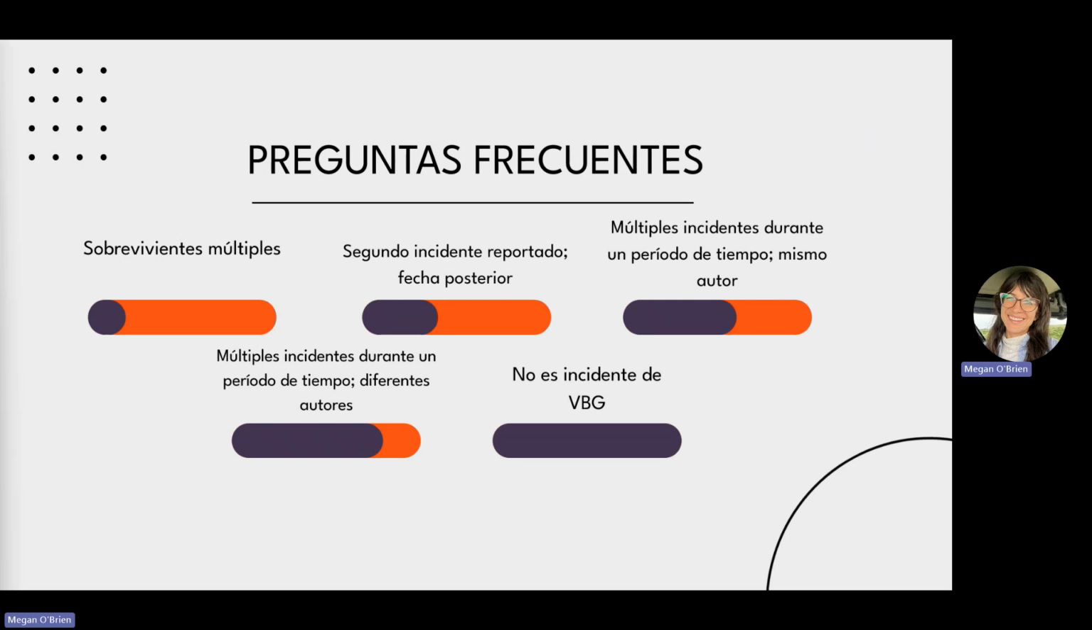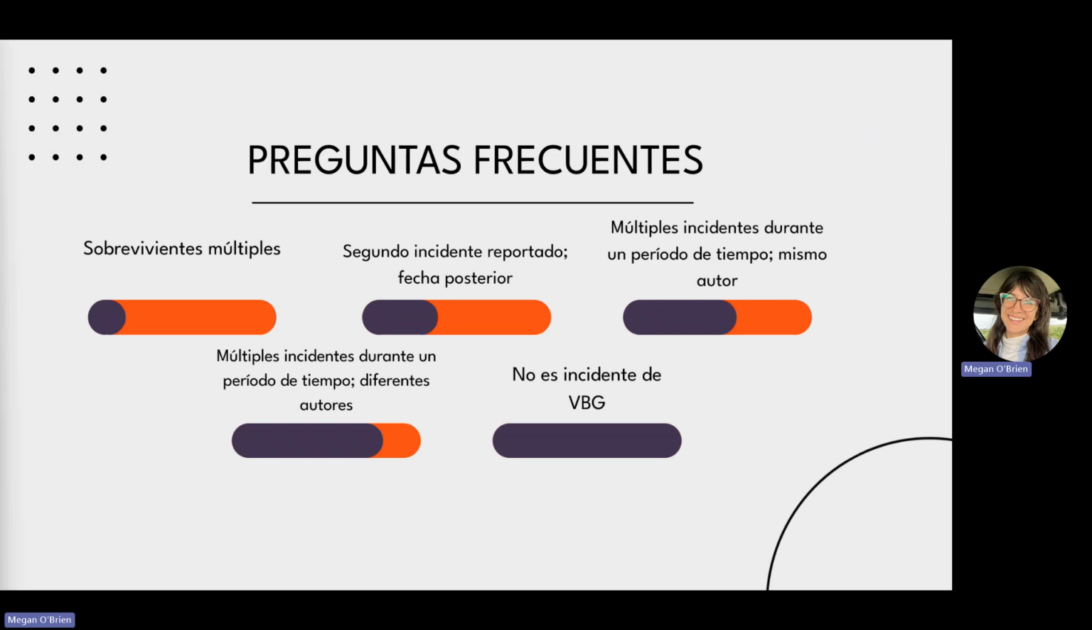Another common question is about what happens if there are multiple incidents over a period of time. This is frequently seen for acts of intimate partner violence, which we'll talk about too. If there are distinctly separate incidents over time, even if they happen within the same day, we recommend using multiple intake forms. So maybe a survivor was physically assaulted on her way to work. That's one distinct incident of violence.